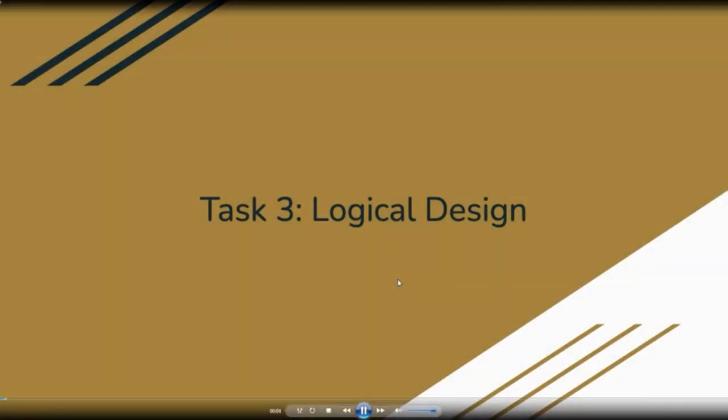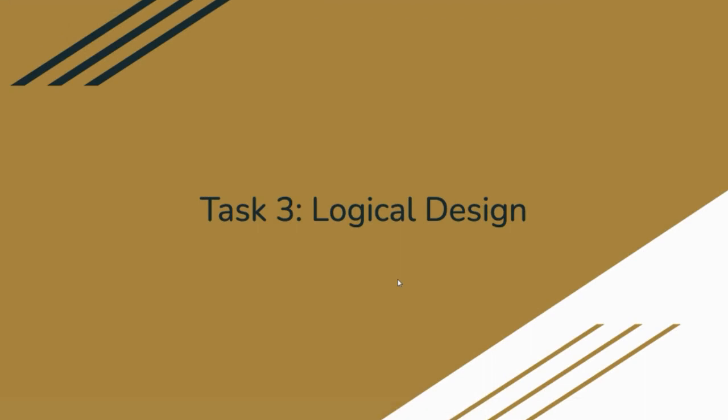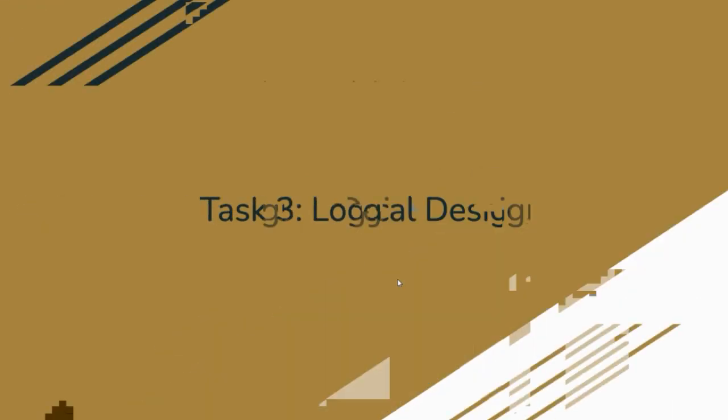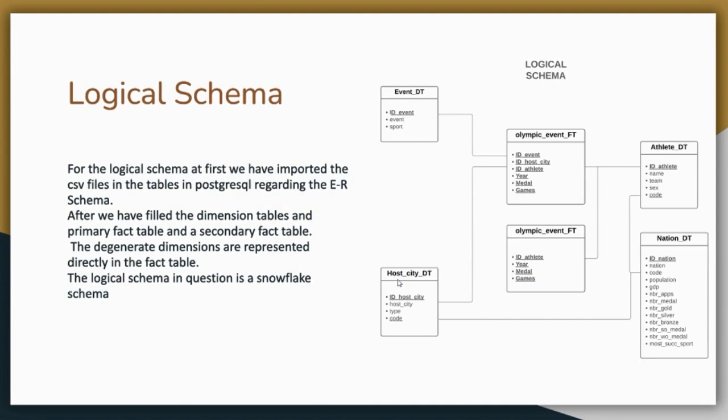The third task was the task relative to the logical design according to the data warehousing process. So, for designing the logical schema, at first we have imported the CSV files with all the Olympics data in the tables that we have created in PostgreSQL. The tables regarding the ER schema, the entity relationship schema.